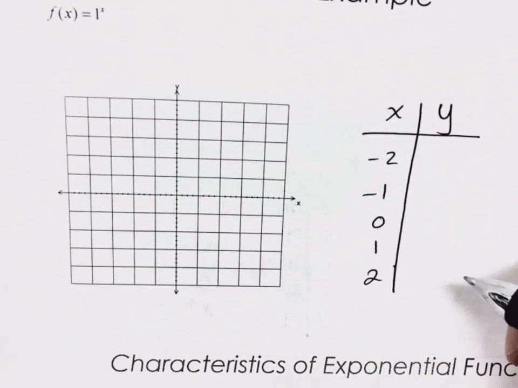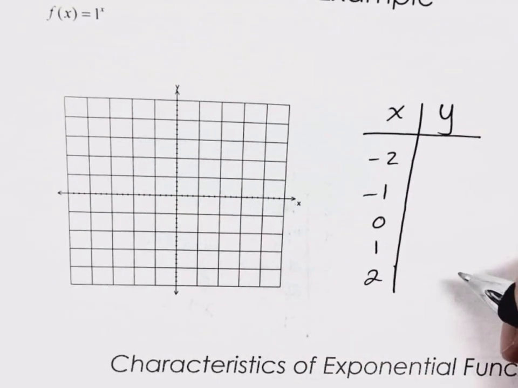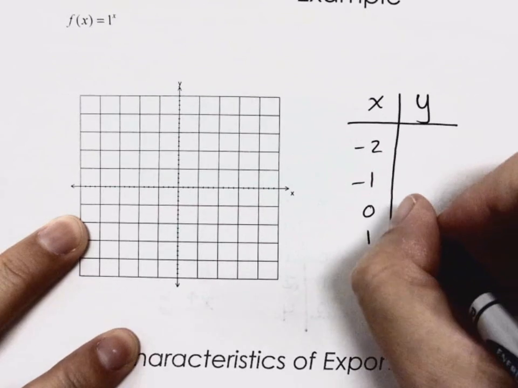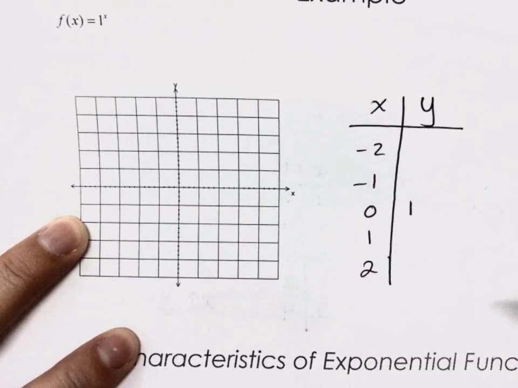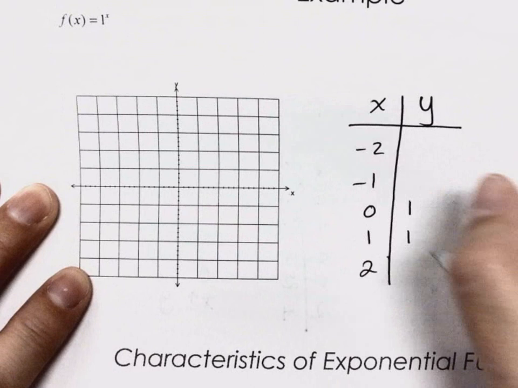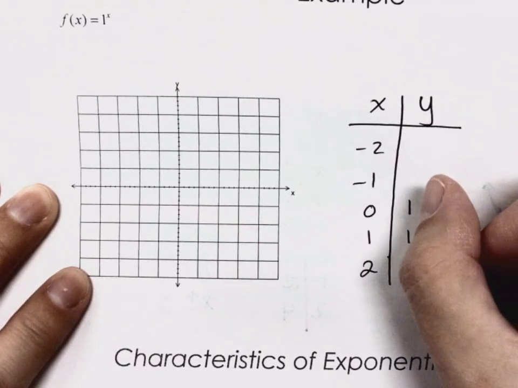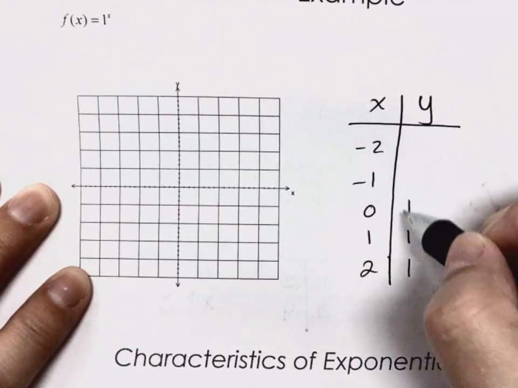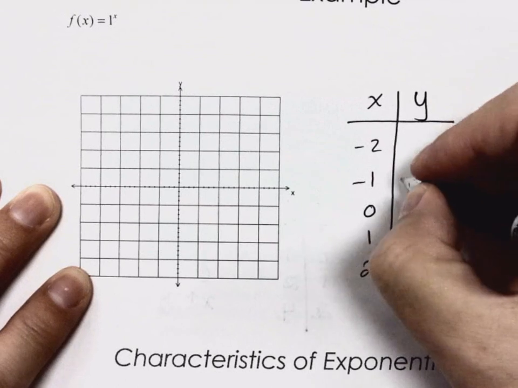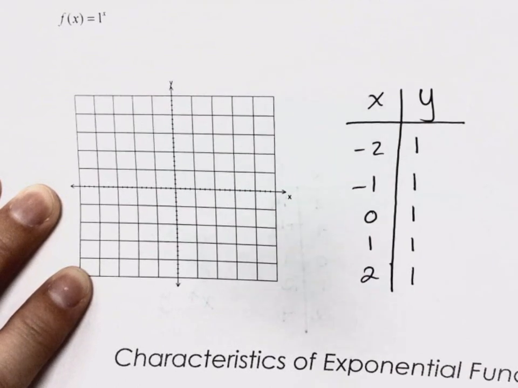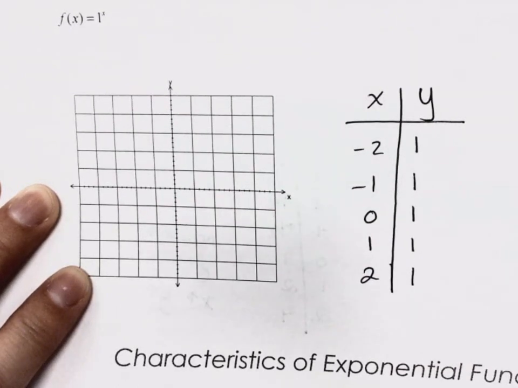All right, here's that one that we talked about before. I know 1 to the exponent 0 is 1. What's 1 to the exponent 1? Also 1. What's 1 to the exponent 2? 1. What's the reciprocal of 1? Also 1. This is a very boring graph.